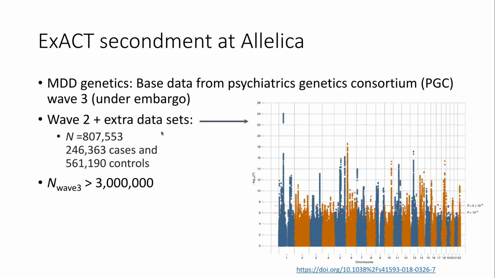This picture is from a previous meta-analysis, and the total sample size was about 800,000 people. There's a new initiative where there are 3 million people involved, so 3 million subjects divided over cases and controls, based upon which we can identify even more locations on the genome that contribute to the disease. We already took the base data from this last effort to do our work.